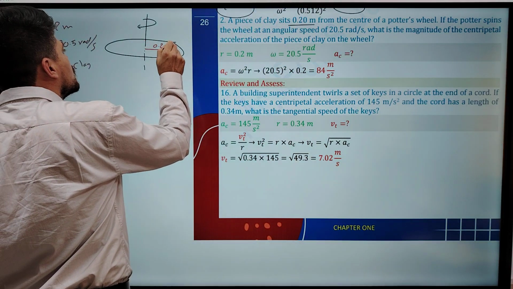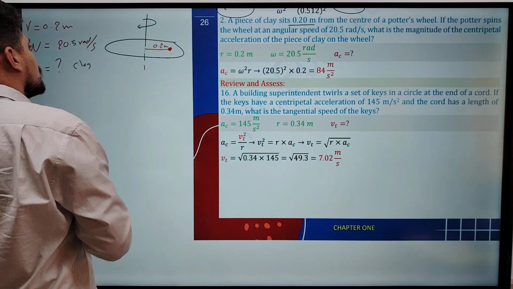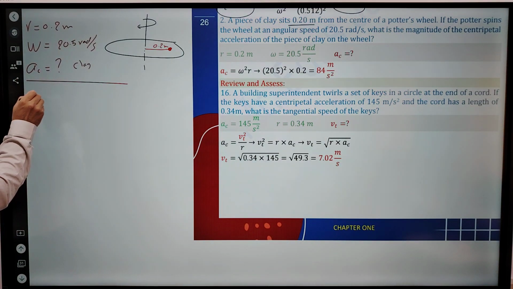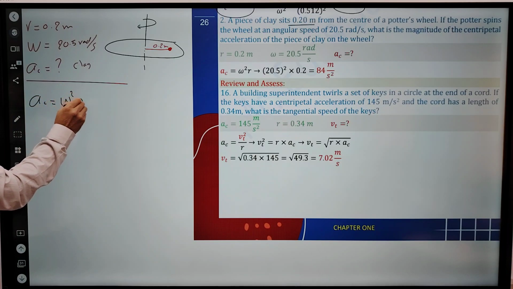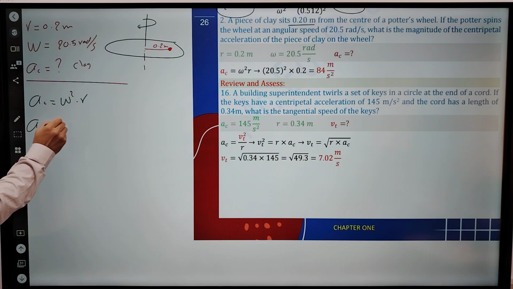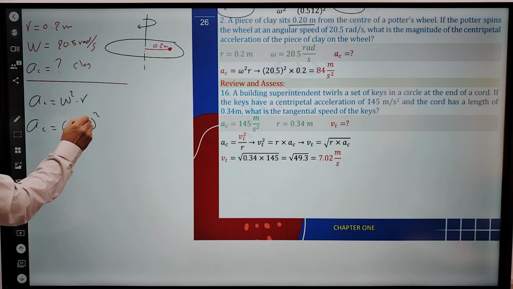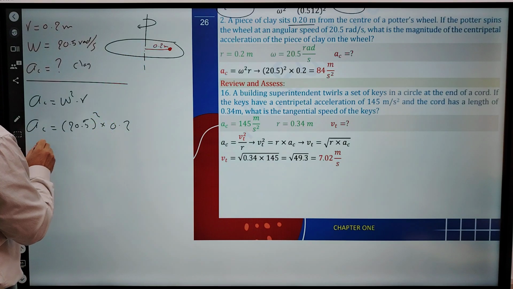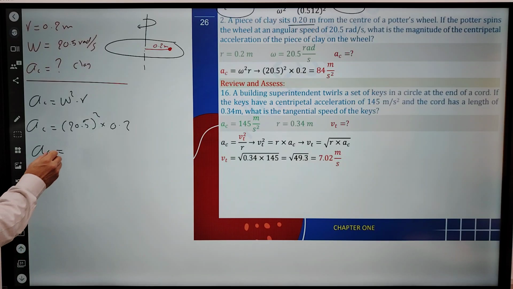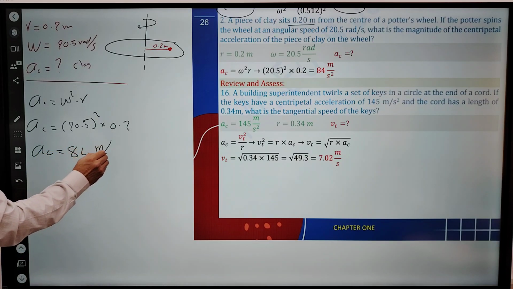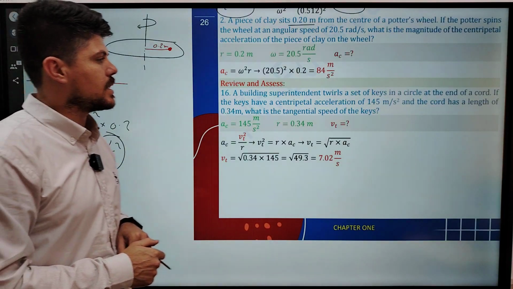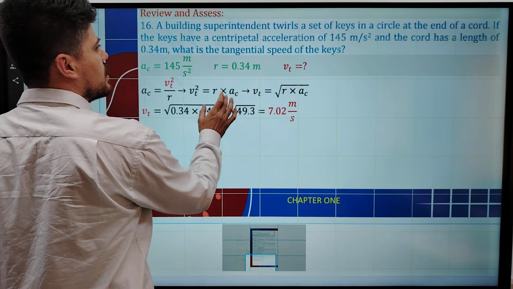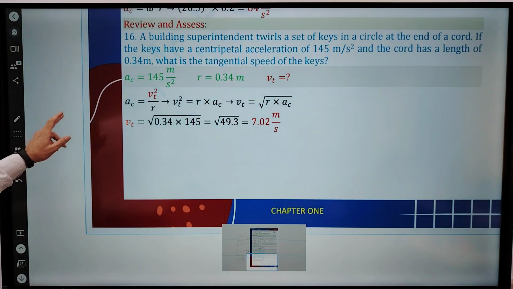That is why the clay is mentioned in this question, and we have to find the centripetal acceleration of the clay. Okay, this is such as the previous question, which is AC is equal to what? Omega square R. Omega was given 20.5 squared times the distance from the axis of rotation was given, which is equal to 84 meter per second square. This is the SI unit of the centripetal acceleration. Okay, the questions are very easy, and it has been brought in the exam. Be careful. Okay, question 16.